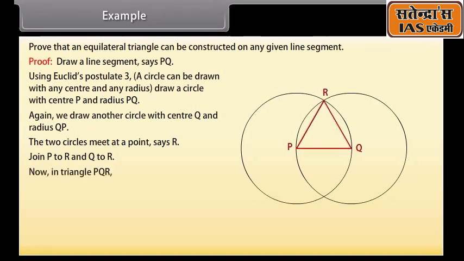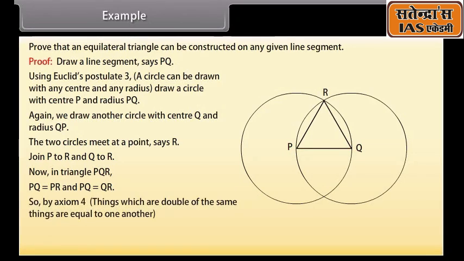Now, in triangle PQR, PQ is equal to PR and PQ is equal to QR. So, by axiom 1, things which are equal to the same thing are equal to one another, we get PQ, QR and PR all equal. Hence, triangle PQR is an equilateral triangle.